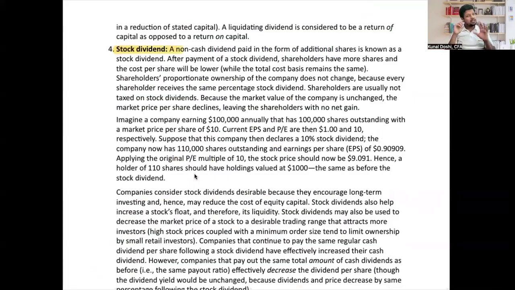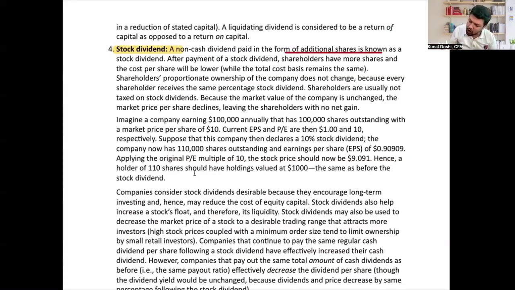The three dividends that I discussed right now, the cash dividend, whether paid regularly, or paid specially, or paid when the company is liquidated, are all forms of cash dividend. But instead of giving cash, companies can also give dividends in the form of additional shares to all the existing shareholders.